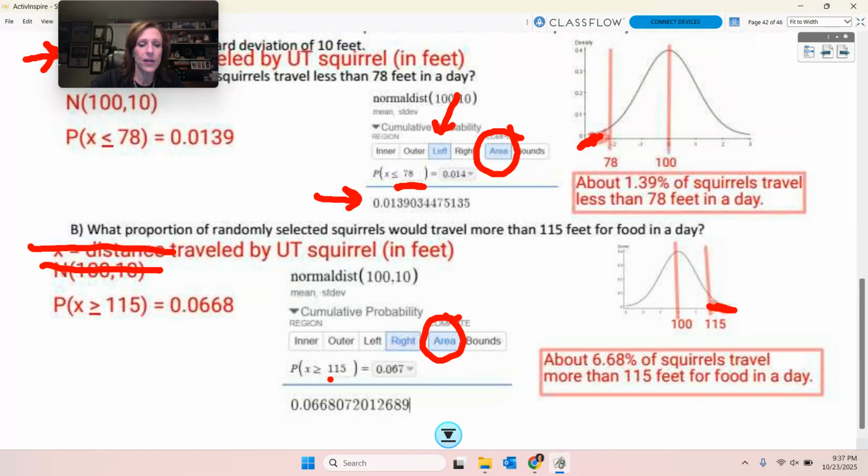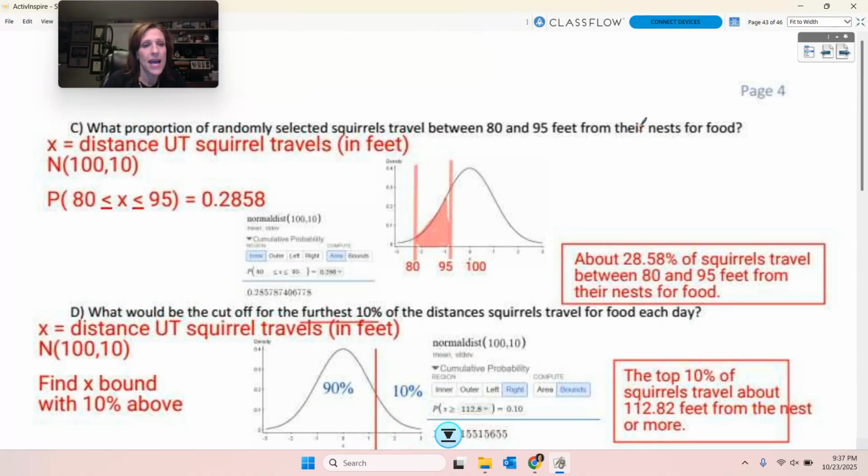And we do the area above those X values to get above or below or in between, whichever one it asked for. And in this one it asked for in between. So in DESMOS, we did the area of the inner area between 80 and 95. And so then there you have that.